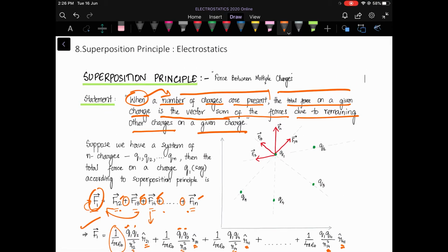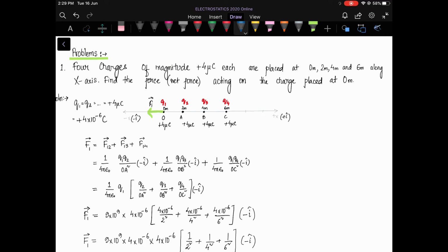You are going to study electric field as well. There also we are going to use a similar rule of superposition principle. That time it is not going to be addition of forces, but it is going to be addition of electric field intensities. Let's solve this problem now.